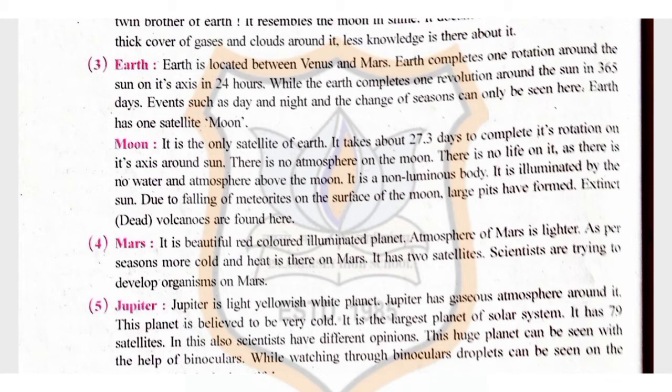Now, the Moon is the only satellite of Earth. It takes about 27.3 days to complete its rotation on its axis around the Sun.